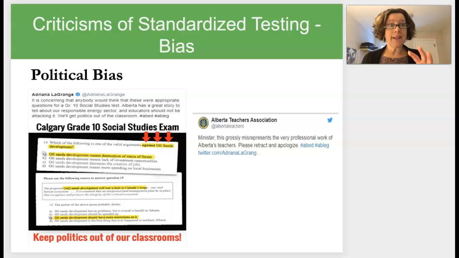So now this is the other side: when questions are included that go against the mainstream idea of the province or the nation, should they be excluded? And this was the ATA's response: "Minister, this grossly misrepresents the very professional work of Alberta's teachers. Please retract and apologize." So we can't just say, oh, this is the States. It is home in Alberta here.